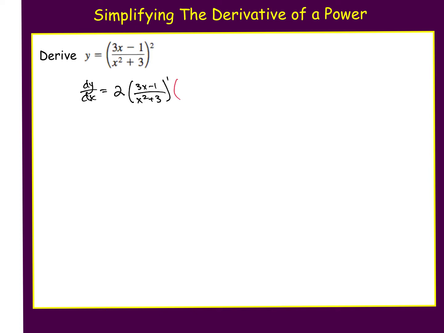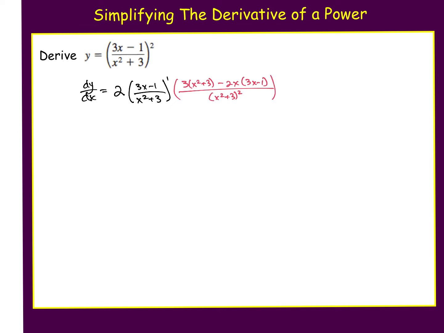So, what's the derivative of the top? 3 times x squared plus 3, and then what? Minus, very good. And then 2x, the derivative of the bottom, times the top of 3x minus 1, all over the bottom squared. This x squared plus 3 quantity squared.